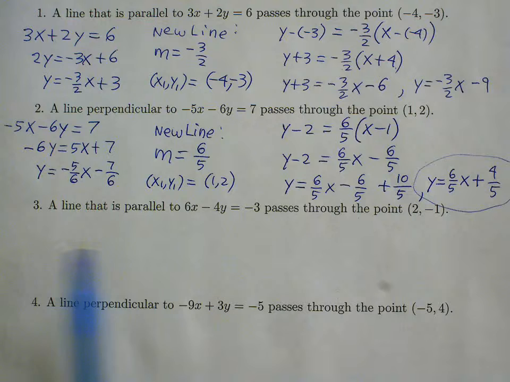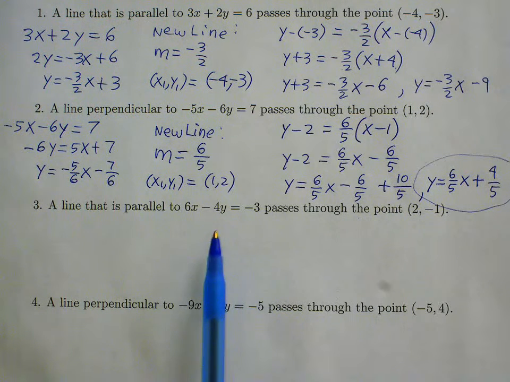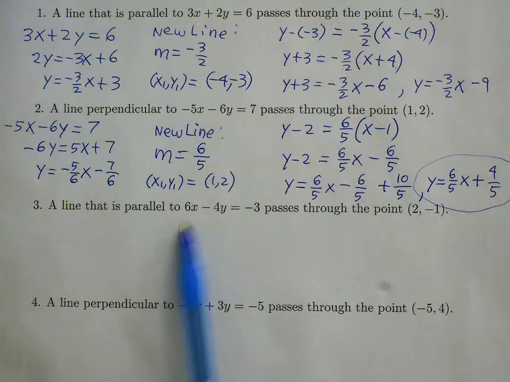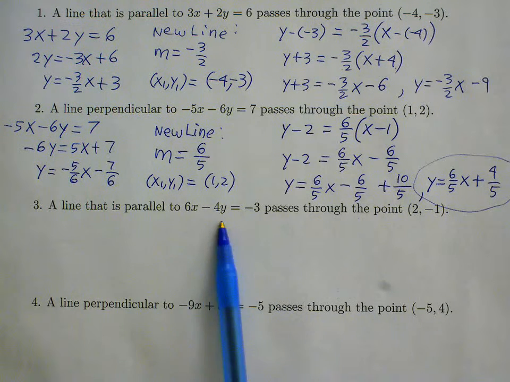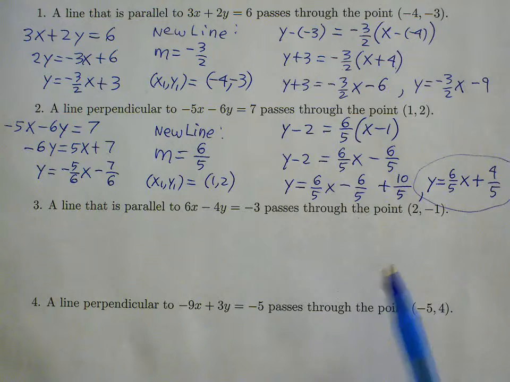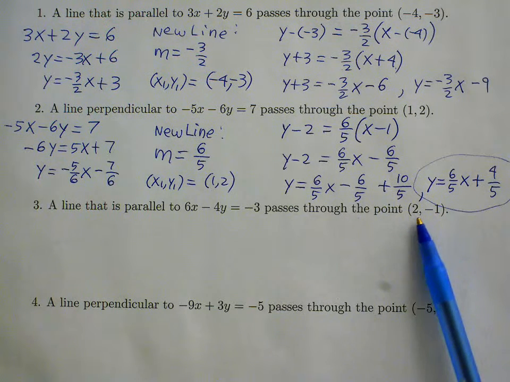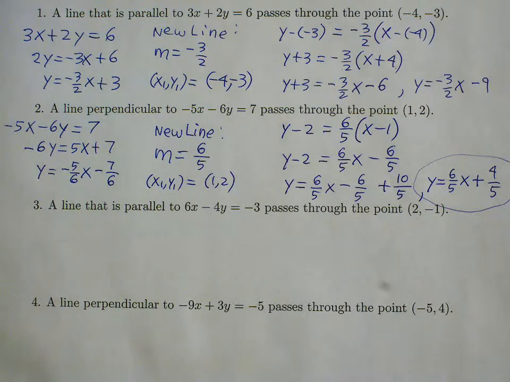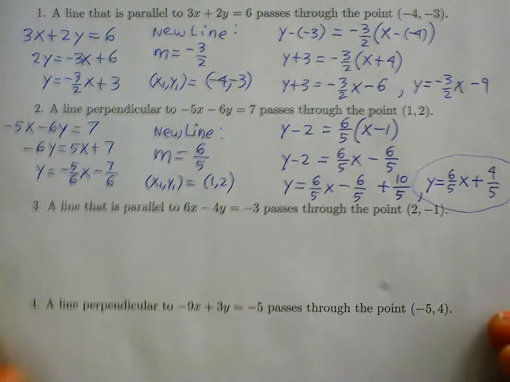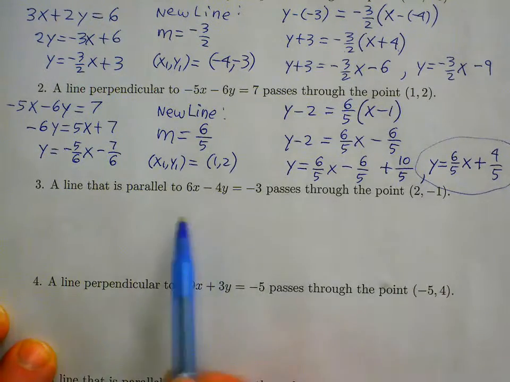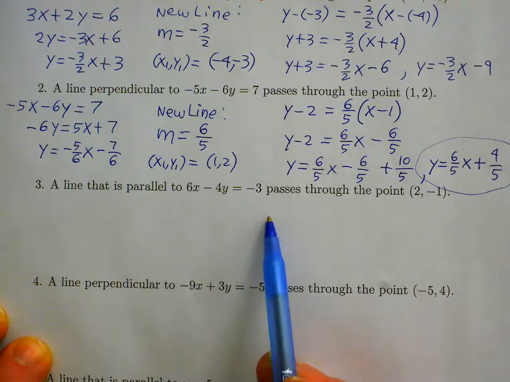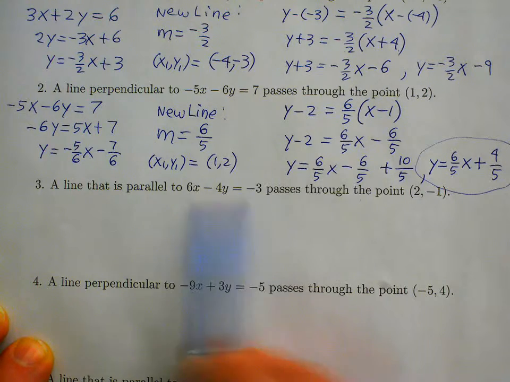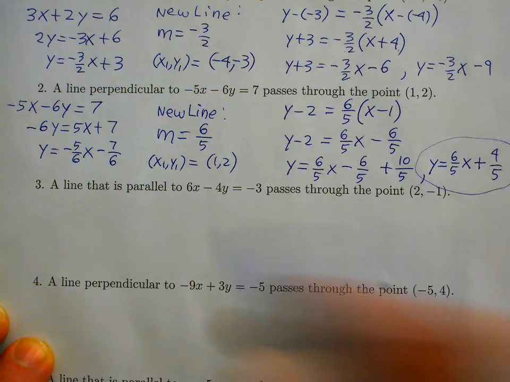Okay, so the new line is parallel to the given line. That means they have the same slope. So we have to find the slope of this line, 6x minus 4y equals negative 3. We'll use the same slope and the point on the new line, whose ordered pair is (2, negative 1). Okay, so we do more of the same. Solve this equation for y so that we'll know what the slope is.